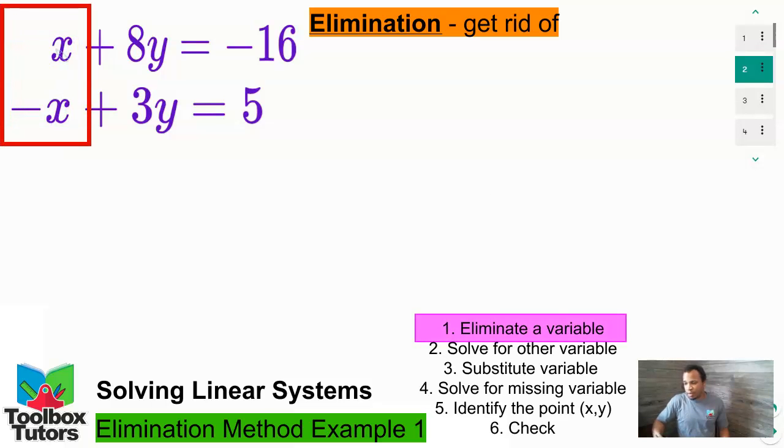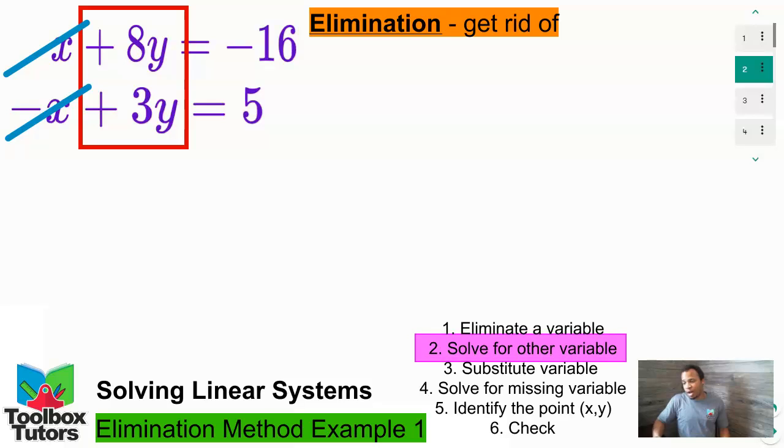So for this first example, we'll start by looking at our x. We have a positive x on the top and a negative x on the bottom. Remember, we're trying to eliminate variables, so we're going to combine or add these two equations together. These x's are opposites, so this means that we can cancel these out.